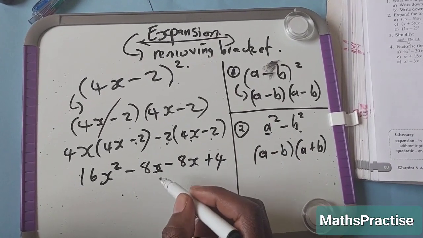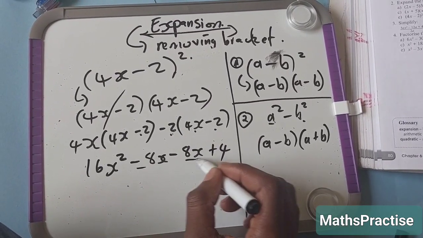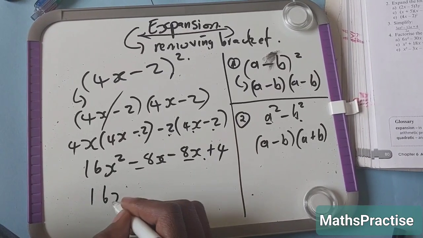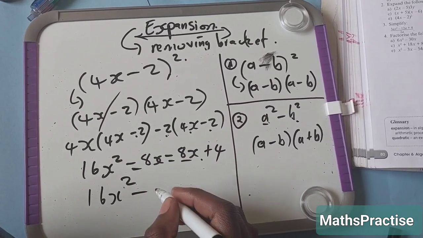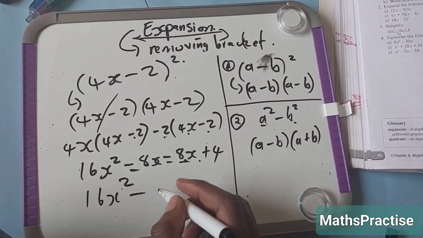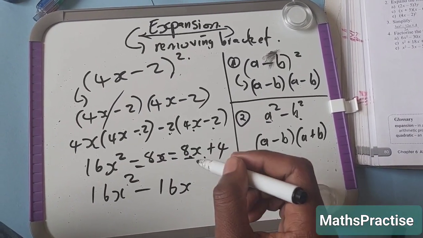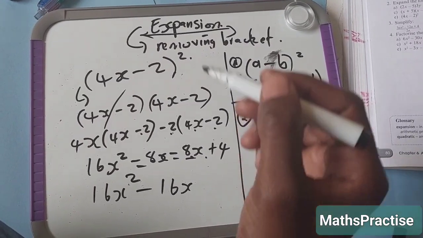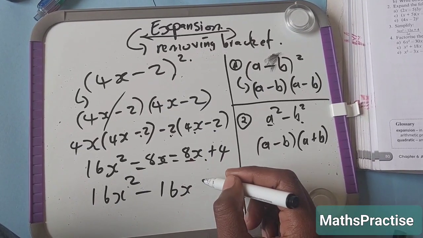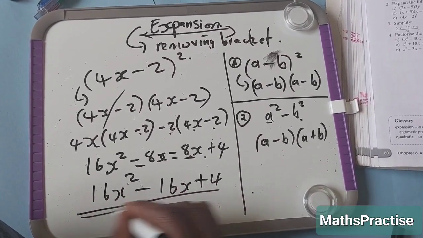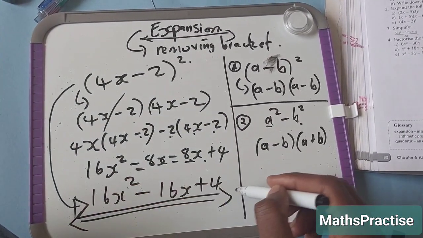Then we further simplify it, where we group the like terms. We have minus 8x and minus 8x. So we have 16x squared minus, because it's minus and minus, we are adding, and 8 plus 8 becomes 16, so it becomes minus 16x. I hope you remember that from directed numbers. We talked about some of it in the previous video, so you can go and check it out. So it becomes minus 16x plus 4. This becomes our final answer. So we have expanded from this point to this point.